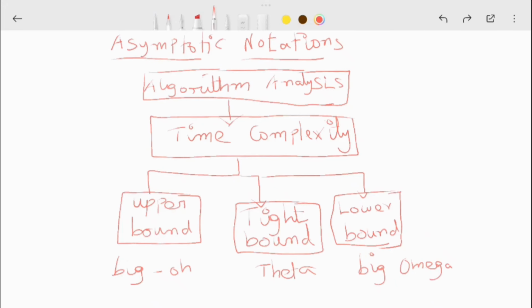In this video, we will discuss asymptotic notations. These asymptotic notations are used to represent the time complexity of an algorithm. They are used in algorithm analysis. An algorithm can be analyzed in two ways, with respect to time and with respect to space.